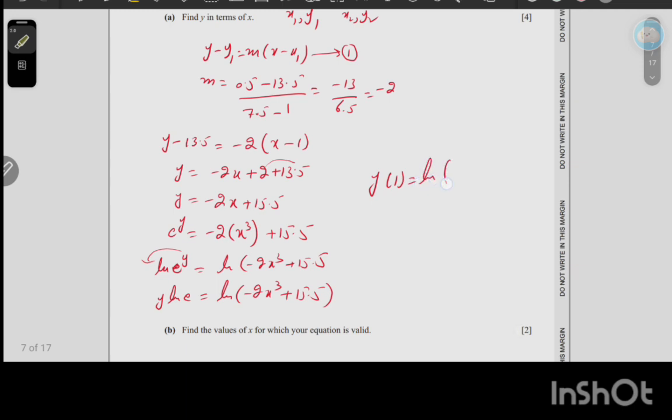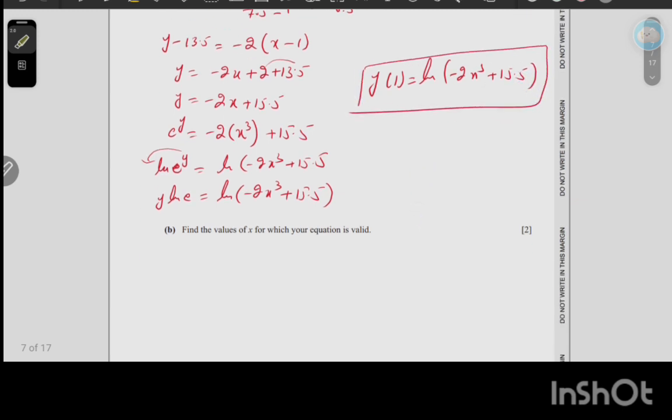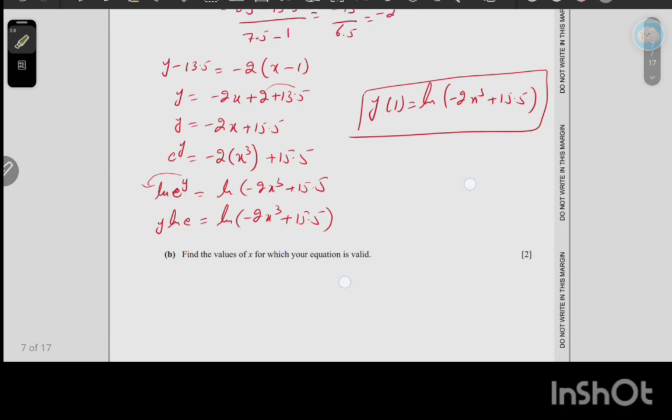So log of minus 2x power cube plus 15.5. This is our required answer. Now move forward. We have to use the second part. Second part is: find the value of x for which the equation is valid. Where is the equation valid? The equation is valid simply when this will be greater than 0.